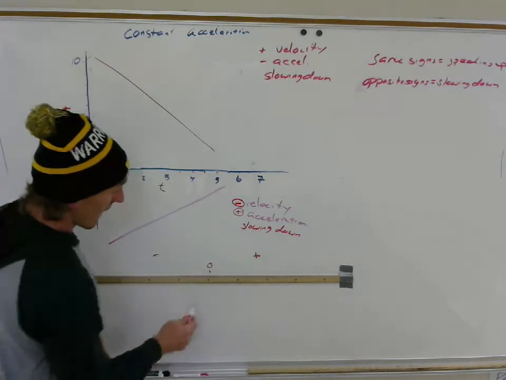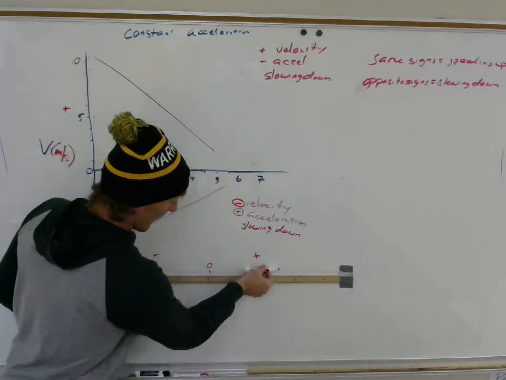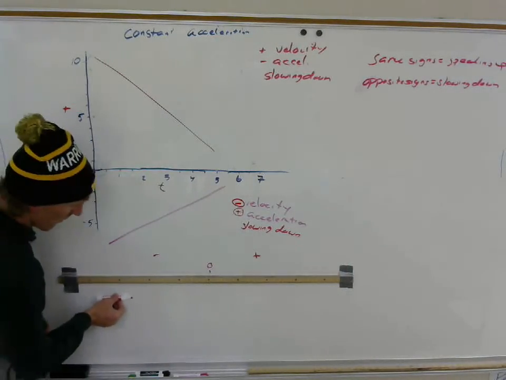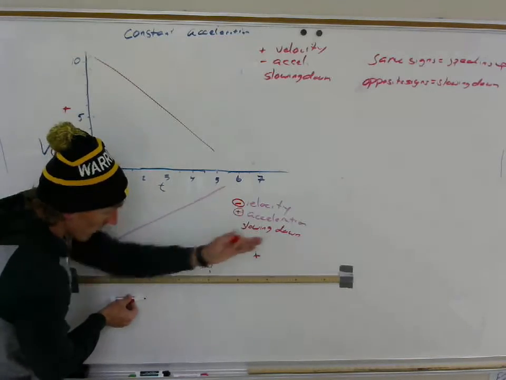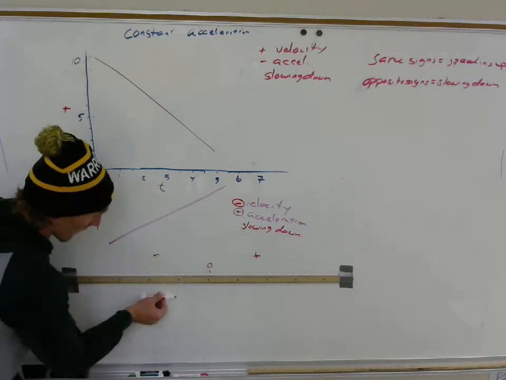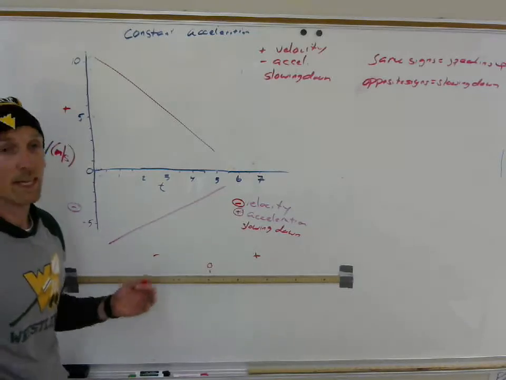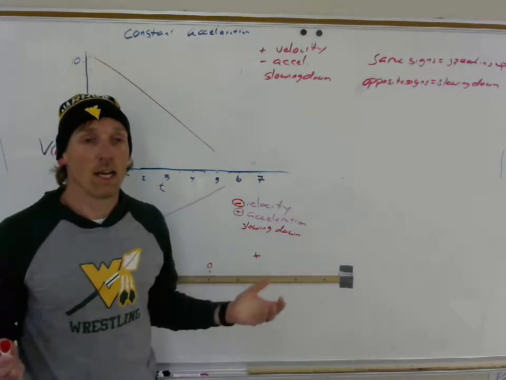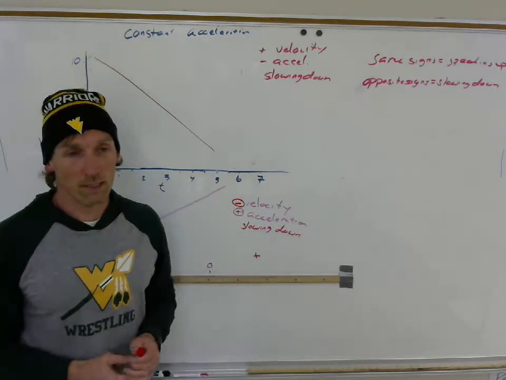Let's say this is my origin, 0, and this is positive and this is negative. I don't know if I'm here moving that way and getting further from it, or if I'm here moving in the positive direction, because that way is positive, and getting slower. I don't know. So I can't determine that from just this graph by itself. I need other graphs to help me or a scenario to explain.